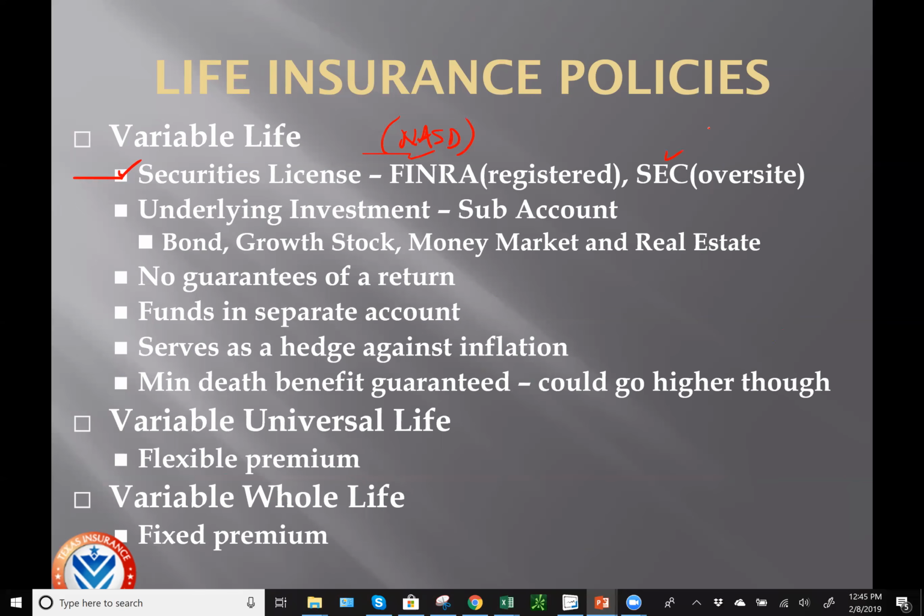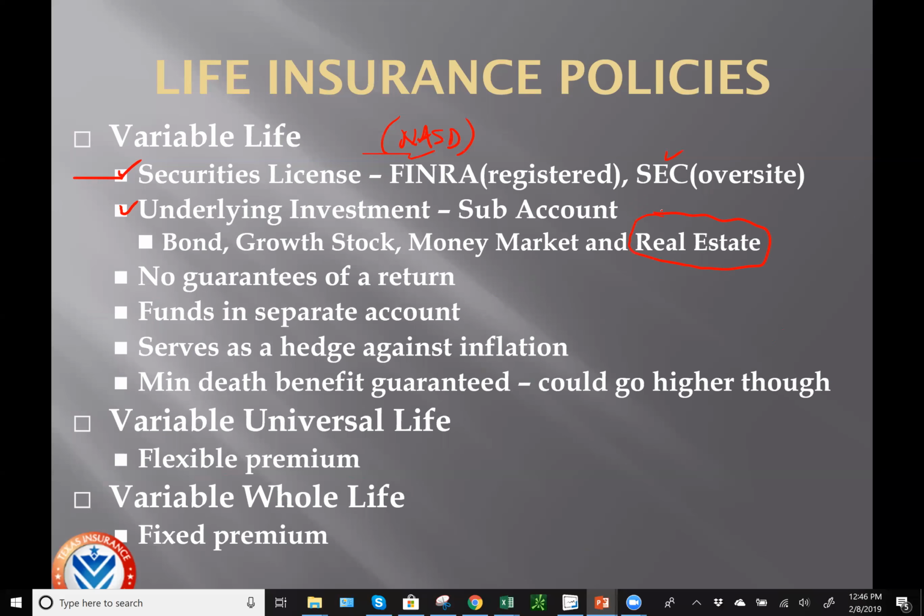Next, if you are going to be the insured under a variable life insurance policy, you are actually going to get to pick where you want your premium dollars invested. Not the insurance company, you get to pick it. You get to pick what's known as the underlying investment or the sub-account. That could be made up of bonds, stocks, money market, or real estate, but you are going to get to pick it. Let's say you think you're a real estate guru, and so you're going to pick real estate as the underlying investment where you want your premium dollars invested.